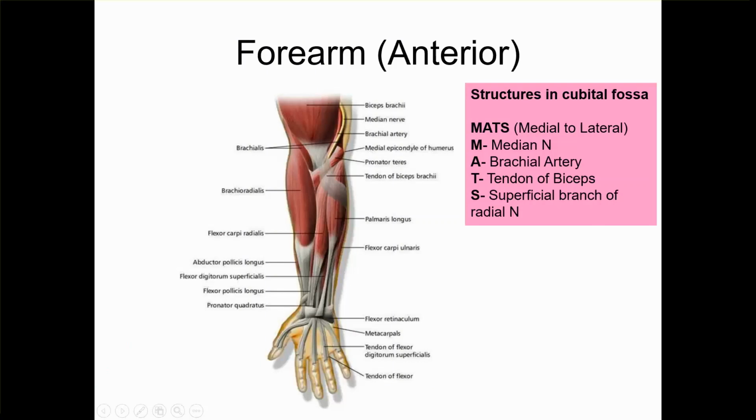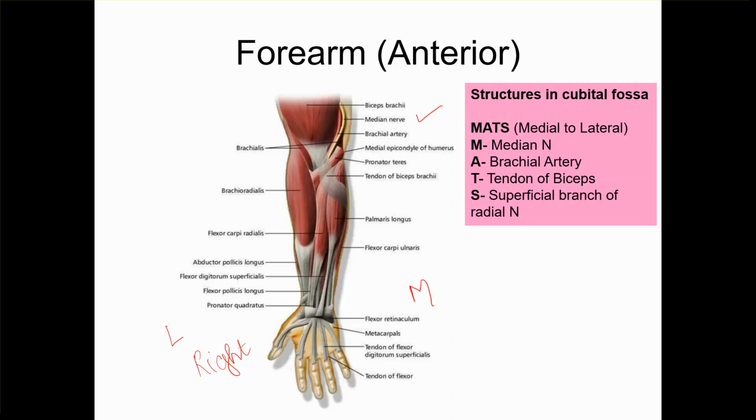Now structures at the cubital fossa. From medial to lateral, we can remember the mnemonic MATS, M-A-T-S. M is median nerve, so this is the median nerve. By the way, this belongs to the right upper limb. So it's the right forearm, and this will be lateral, and this is going to be the medial aspect.